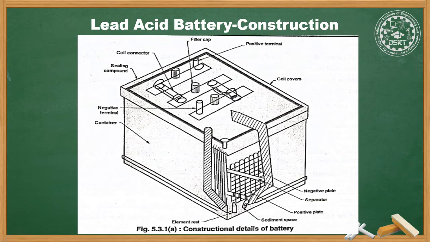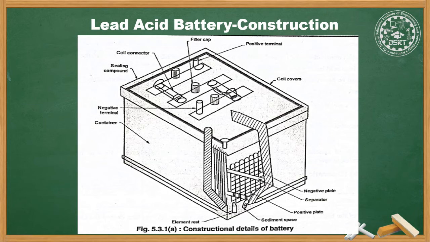Fifth is the electrolyte. The active materials are sponge lead and lead peroxide, which fill the respective plates. The electrolyte is chemically pure sulfuric acid diluted with distilled water. It contains 40% sulfuric acid and 60% distilled water. The specific gravity of electrolyte poured into a new battery with dry charged plates ranges from 1.25 to 1.28 gram per centimeter cube.